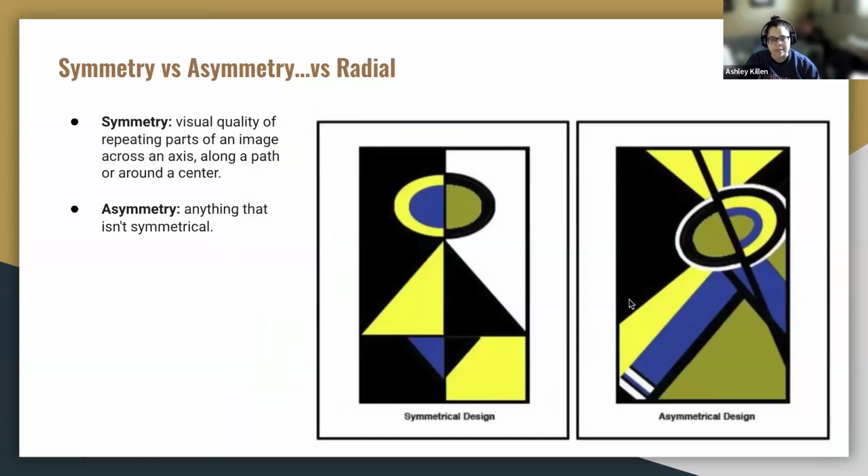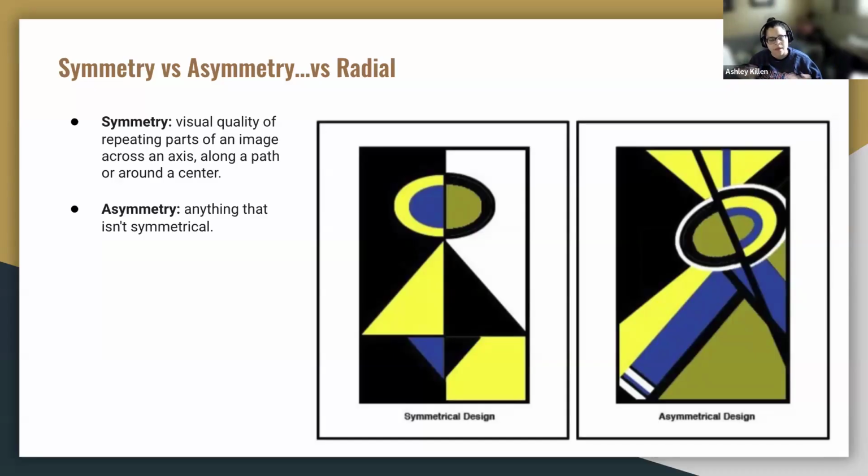To increase visual balance, you do need to know how to place your elements, and you could do that in a symmetrical way, an asymmetrical way, or a radial way. Now, symmetry is the visual quality of repeating parts of an image across an axis or along a path. If you were to draw a line down the center, what's on the one side is on the other side. What's on the top is on the bottom. There's a repetitiveness to how you're laying it out and how much space it takes up.